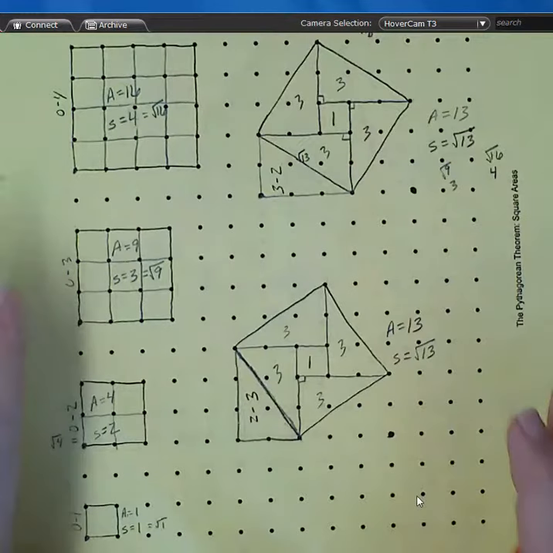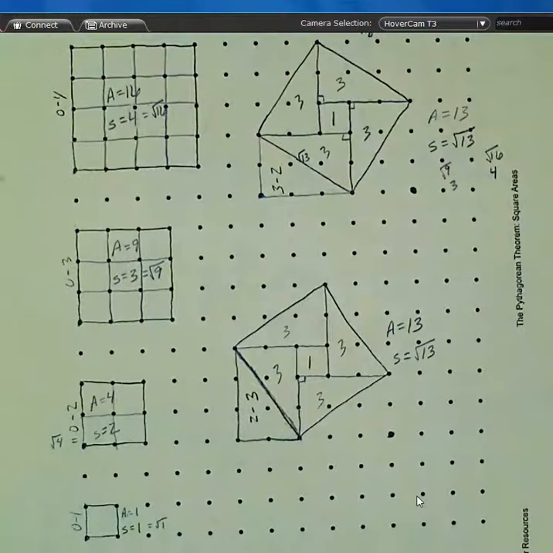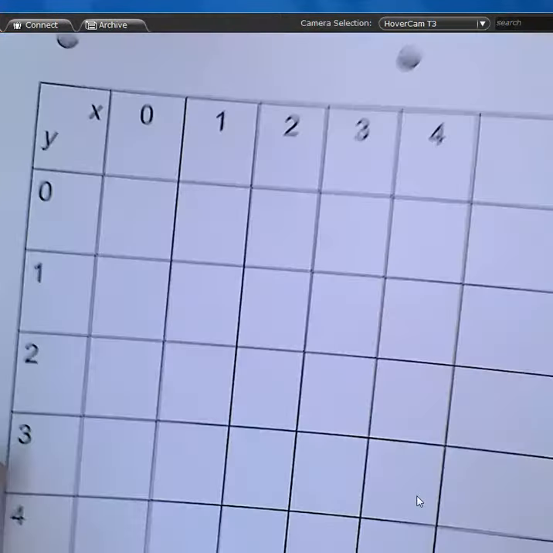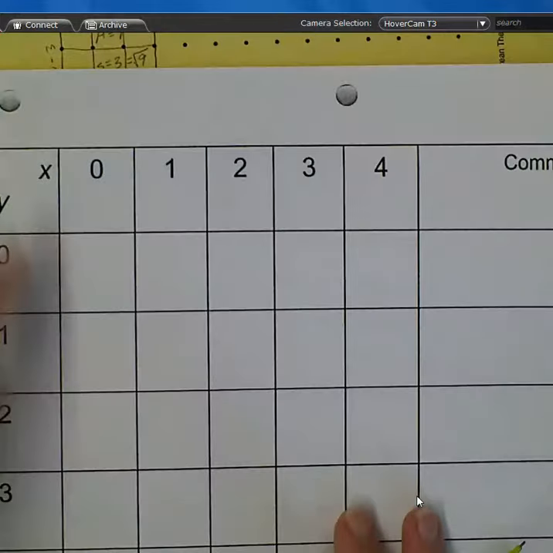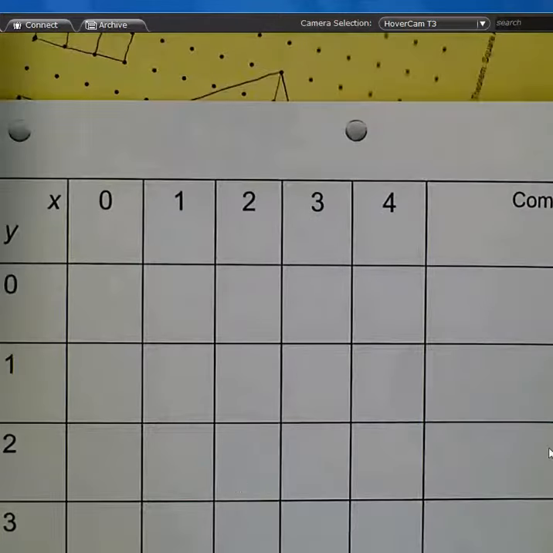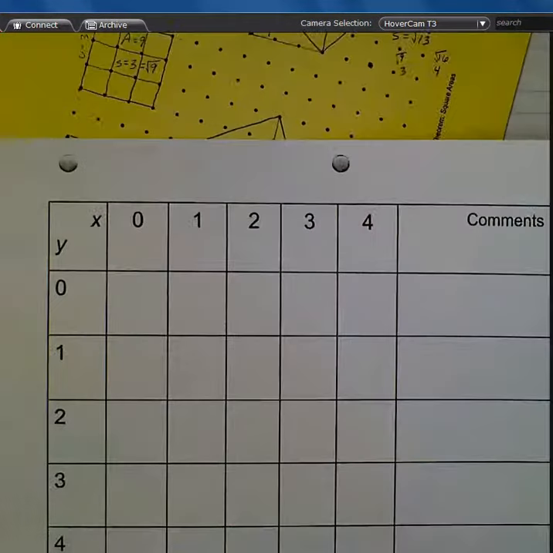Questions about this side so far? Questions about this part so far? Yeah, there's more on the back. So we're going to start, you're going to work with your partners on some of these, okay? And we're going to collect some class data so you don't have to do all of them.